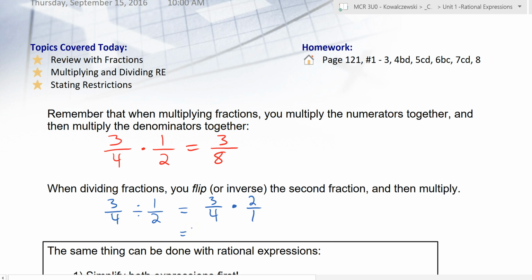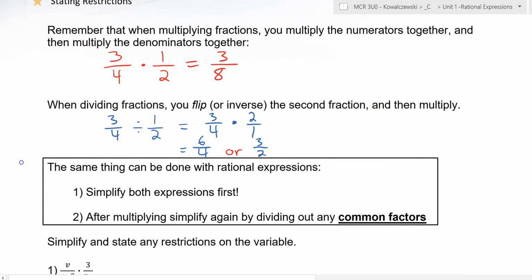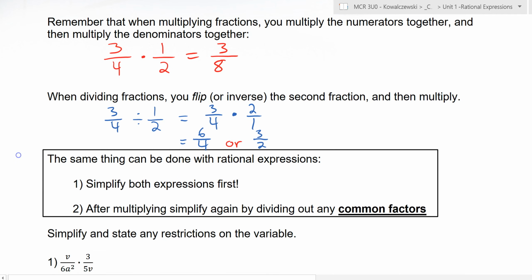Now I can multiply. 3 times 2 is 6. 4 times 1 is 4, so 6 over 4. Now this one we can reduce, and we could show it, but we know that 6 over 4 is 3 over 2. So for multiplication, multiply the numerators, multiply the denominators. For division, all you have to remember is to inverse the second fraction, and then you can multiply. So it turns out the same thing can be done with rational expressions because they're basically fractions.